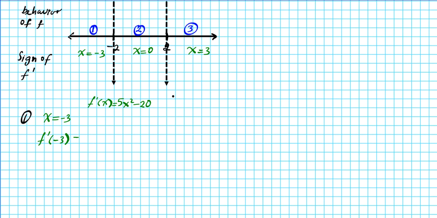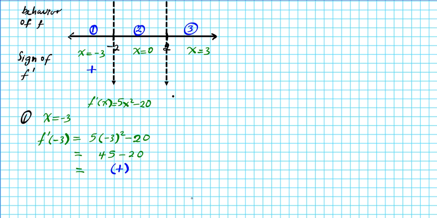So we're going to be plugging in these values into that function. When x is negative 3, we have 5 times negative 3 squared minus 20. 5 times negative 3 squared is 9, right? So 5 times 9 is 45. 45 minus 20. Now, all I care about is the sign. 45 minus 20 is going to give us a positive result. So in interval 1, f prime is positive.